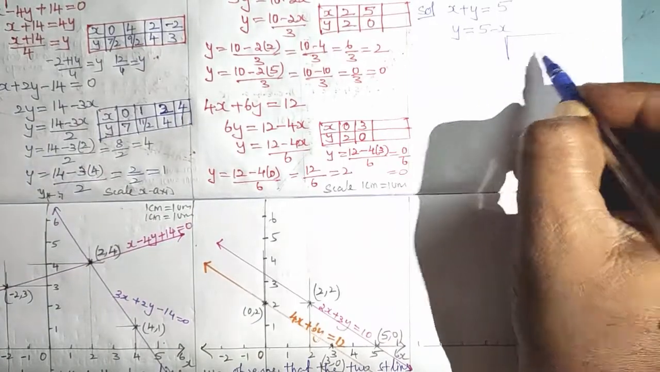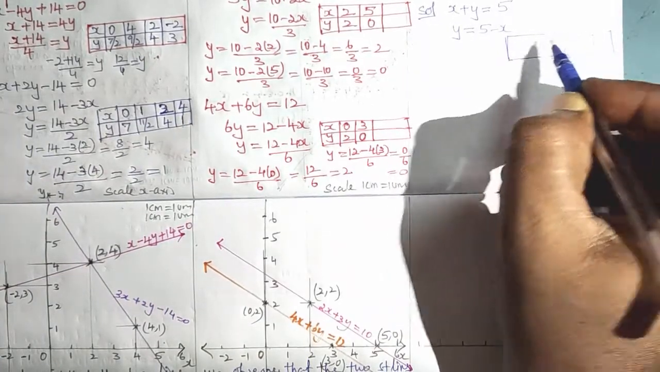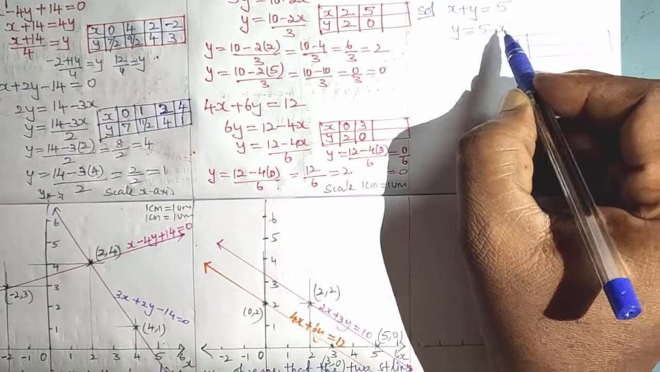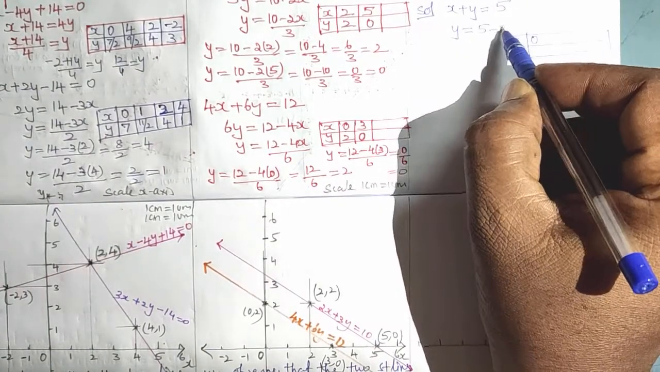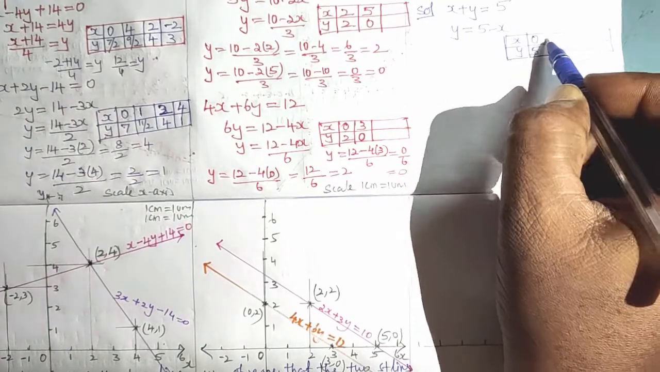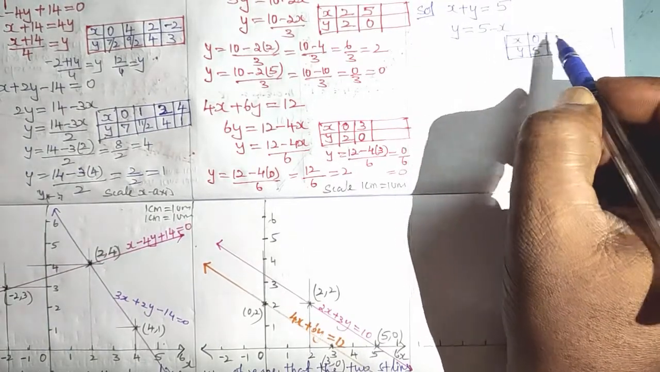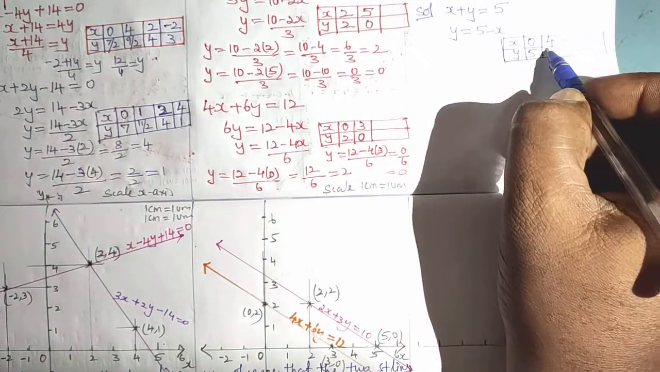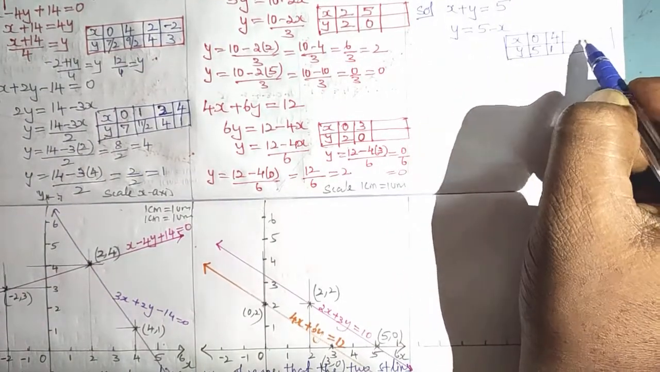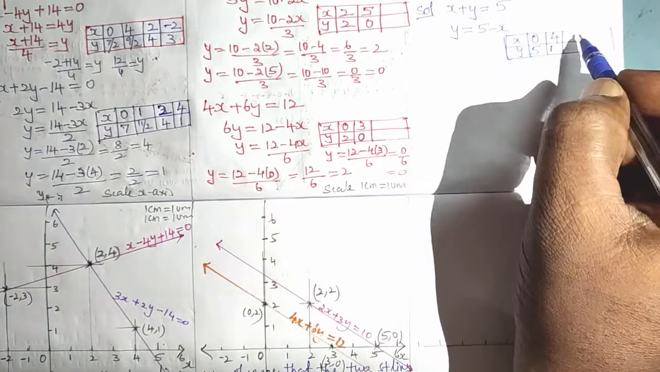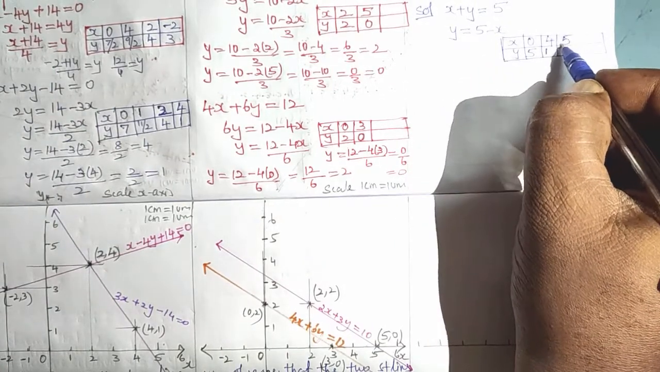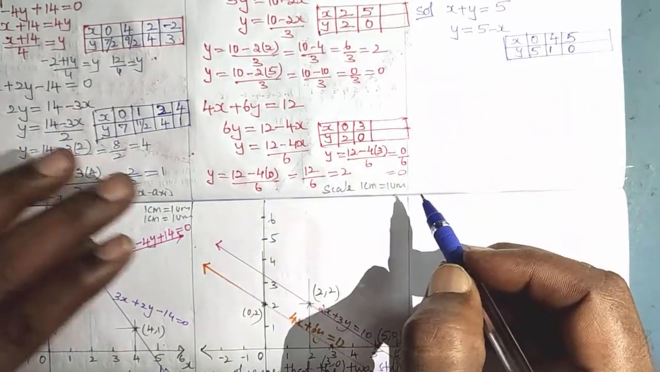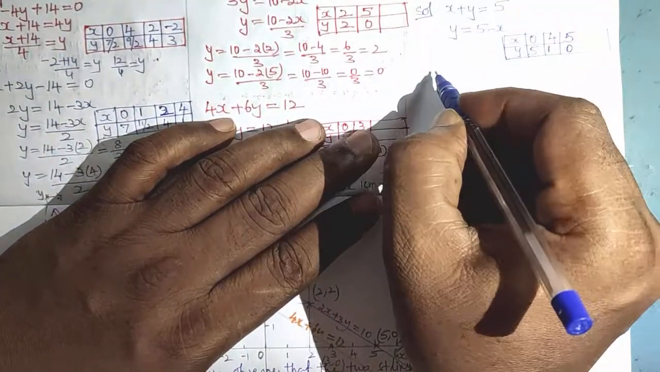Now to draw the graph, I will assign certain values for x to find the values of y. Suppose if I put x is equal to 0 here, what is my y value? 5. If I put x is equal to 4, what is that y value I am going to get? 5 minus 4, 1. So like this I will get many values. If I take x equal to 5, 5 minus 5 is 0. Y is 0.